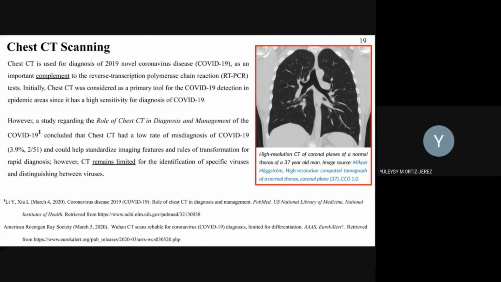However, a study regarding the role of chest CT in diagnosis and management of the virus concluded that even though CT did have a low rate of misdiagnosis that could help standardize imaging features for rapid diagnosis, it could not be used as a primary tool since it is limited for the identification of specific viruses and also distinguishing between viruses. Furthermore, the CT findings of COVID-19 overlap with the findings of diseases caused by viruses from a different family, such as adenovirus, making this test not as reliable when compared to the rest of the tests presented by my classmates. Next slide, please.